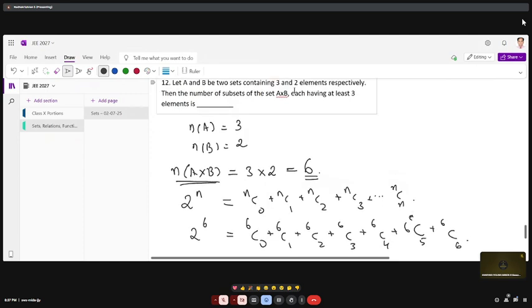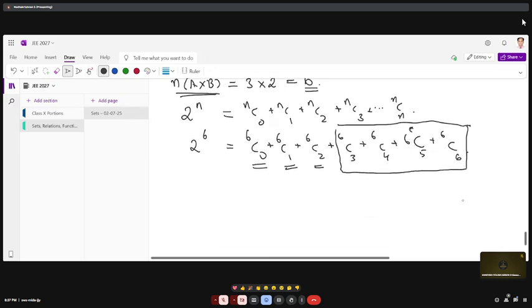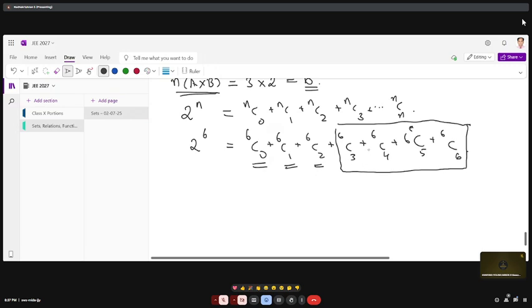Since it said each having at least 3 elements, this is the number of subsets having 0 elements, 1 element, 2 elements and so on. At least 3 means you have to add up these things: 3, 4, 5 or 6. So these many subsets are having 3 elements, these many 4 elements, these many 5 elements, these many 6 elements. So 6C3 plus 6C4 plus 6C5 plus 6C6. That is what you have to take. The required number is the sum of these 4.